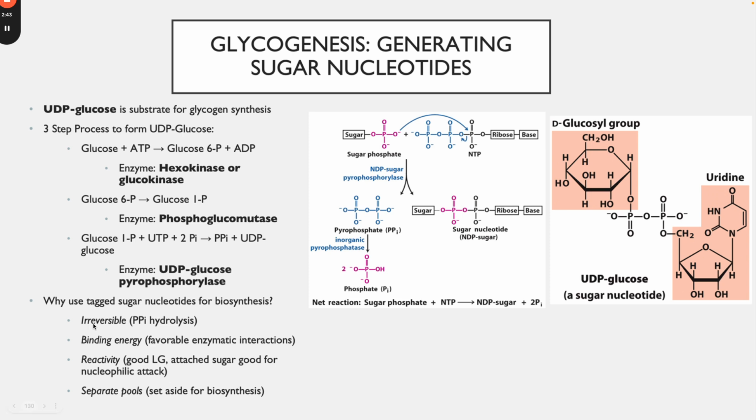And so, again, as I mentioned before, why we use activated sugar nucleotides for biosynthesis, they're irreversible because of that pyrophosphate, as I mentioned right here. That's what drives this reaction forward. And then there's favorable enzymatic interactions, so binding energy is also another thing that makes it favorable. Obviously, you have the UDP attached to it, so it's going to allow it to power this whole thing and keep it going. And then there's reactivity. The UDP is also a very good leaving group. It can just stay as UDP. And then, again, it creates separate pools, so it allows for different concentrations to occur within the cell.